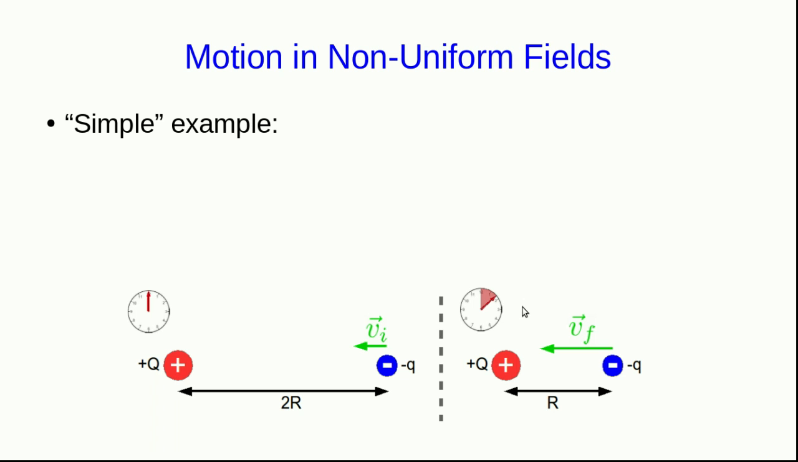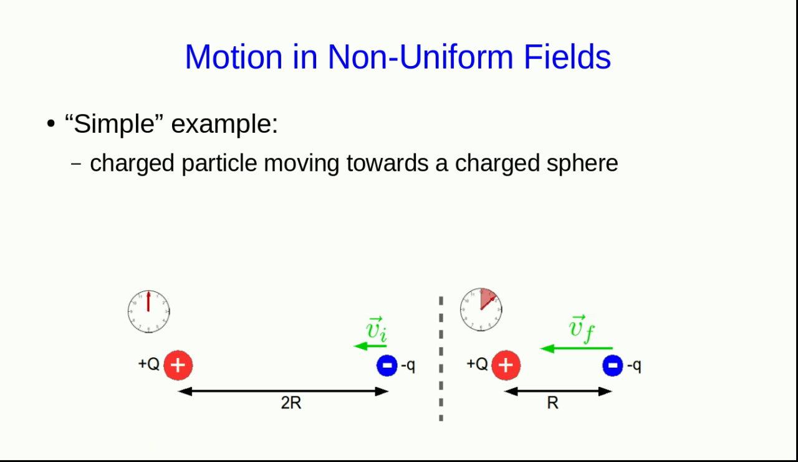Motion in non-uniform fields is much more complicated. Here's a simple example. Let's say we have a charged particle moving towards some larger charge, such as a charged sphere. And perhaps this is a negative particle and it's moving towards a positive sphere. Note that the electrical force on this particle will be attractive. In this case, that means it'll be to the left, which is in the direction of motion. And so this charge is going to speed up as it moves at the sphere. However, we also know that the field is getting stronger as the charge moves closer to this sphere, and so the acceleration will not be uniform.